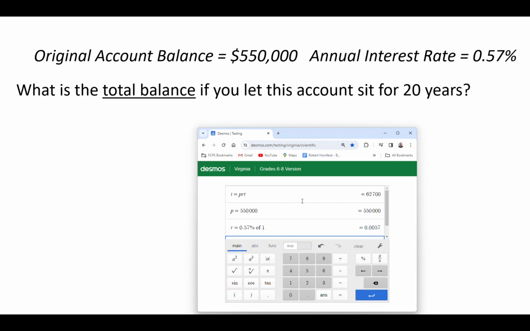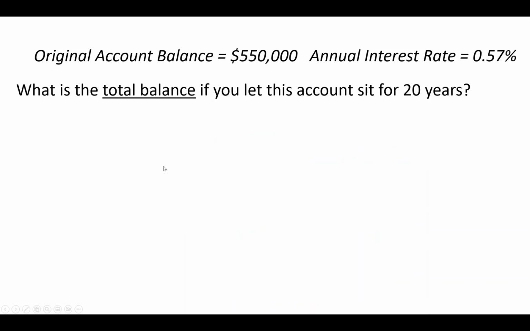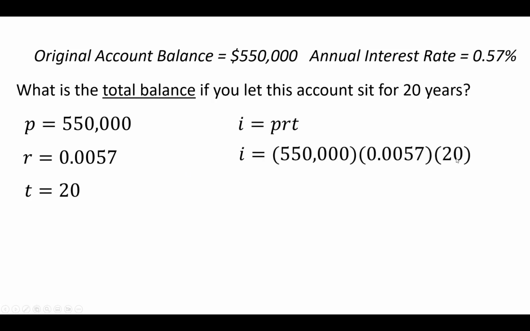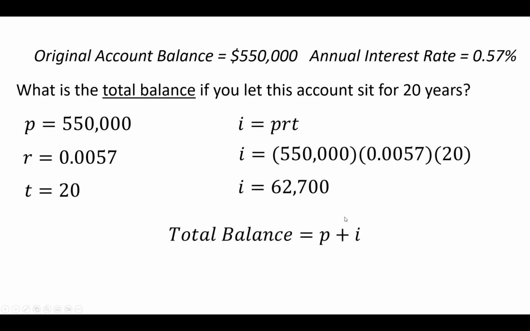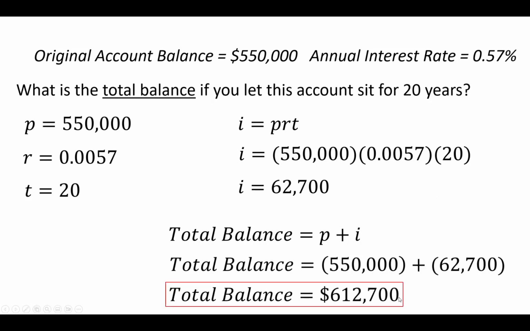That's not bad. And then I'm going to do principal plus interest, because they're asking for the total balance. So you're taking your principal and adding in your interest. And I get $612,700. It's a pretty good deal. Just letting it sit there, you make some money. All right, so here's your principal, here's your rate, here's your time. You're multiplying them out, and then you're doing principal plus interest, and you're getting the total balance.